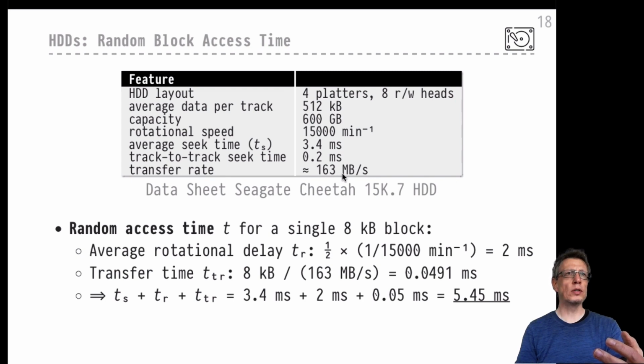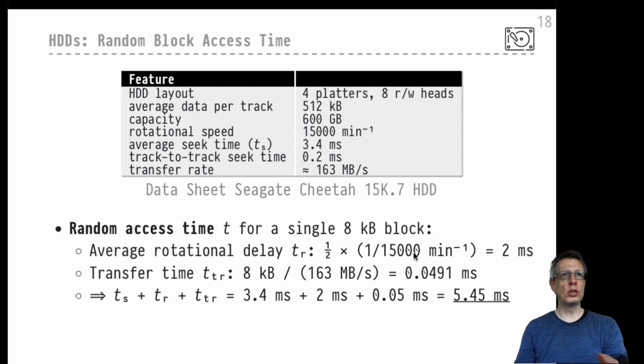second. Okay, so given this excerpt of the Cheetah data sheet, what would be the random access time T for a single 8 kilobyte block, for such a block in our heap file? Well, on average, we would probably have to wait half a rotation of the platters. So maybe we are lucky on some occasions, and the wanted block just rotates under our read-write heads, so good for us. But in other situations, the wanted block might have just passed us, and we have to wait for a whole rotation until we can see it again.